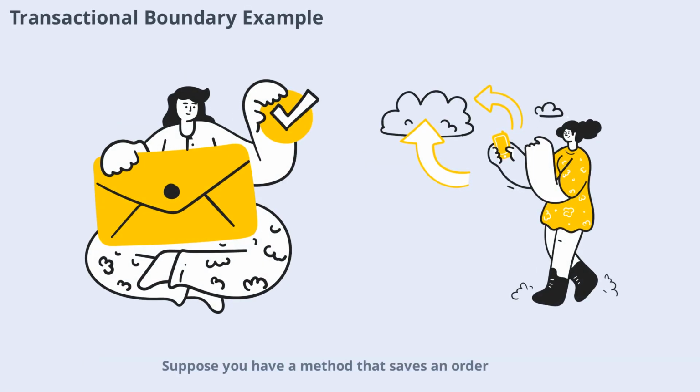Suppose you have a method that saves an order and sends a confirmation email within a single transaction. Claude recommends splitting these actions: save the order in a transactional method, then send the email outside the transaction. This prevents holding database locks during external calls, reducing the risk of deadlocks and improving performance. Such insights help you write robust, production-ready Java code.